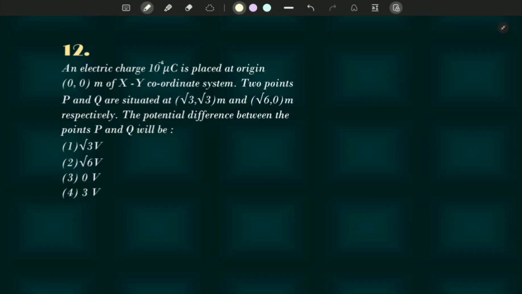So here is our next question. An electric charge of 10 to the power minus 6 microcoulomb is placed at origin (0, 0) of xy coordinate system. Two points P and Q are situated at (√3, √3) meter and (√6, 0) meter respectively. The potential difference between the points P and Q. For easy understanding, I am drawing the figure.